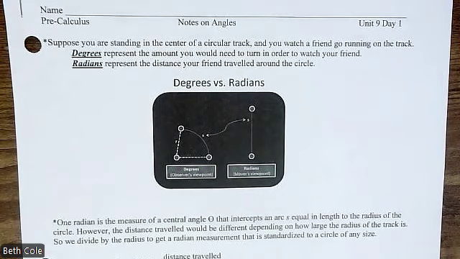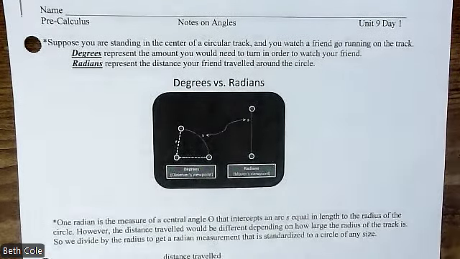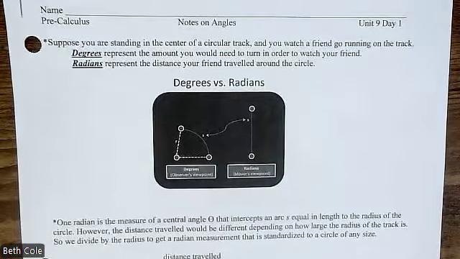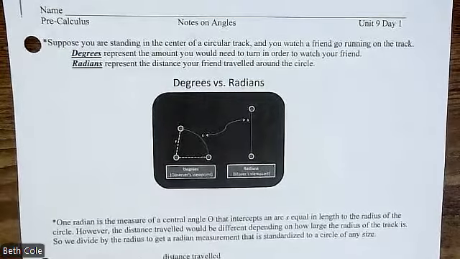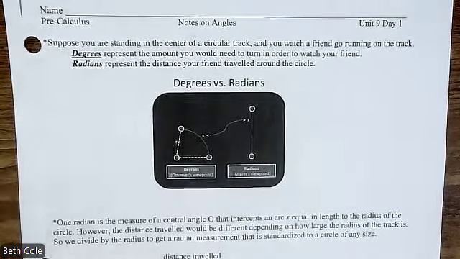When I turn like this, do you see how that's degrees? I'm turning. How many degrees did I just turn? 360, that's the whole way around. Your friend running around the outside represents the radians. Do you see how they're both circular? You're both going around, but you're staying in one spot and just turning, and your friend is actually going around the circle. Are you understanding what I'm saying?